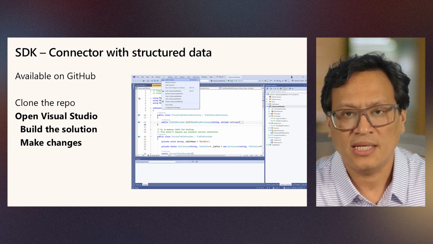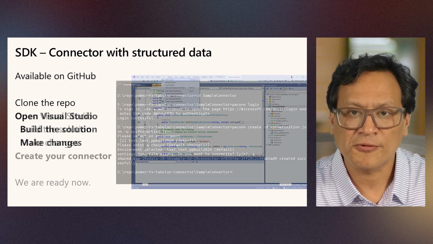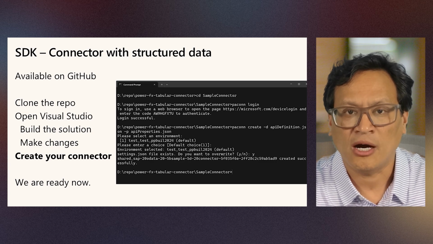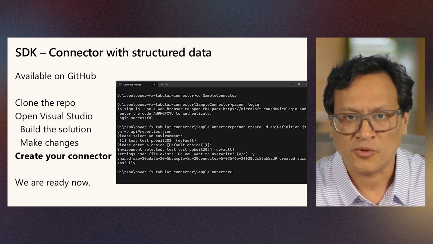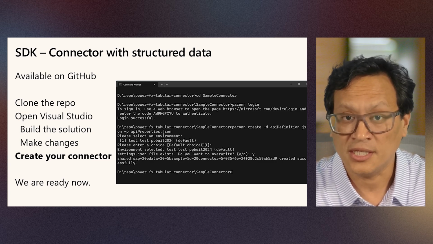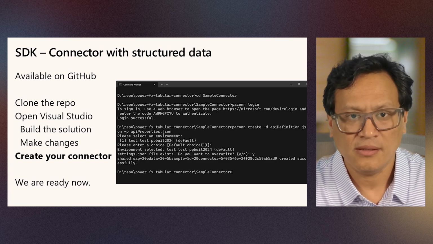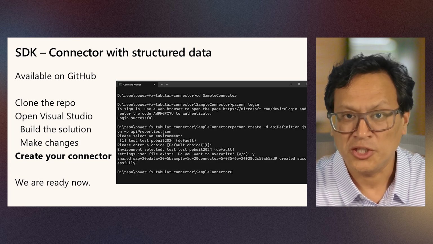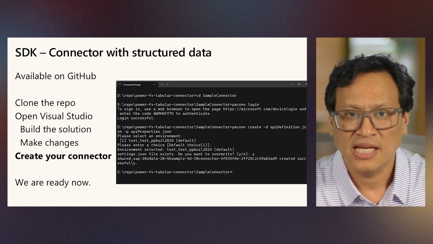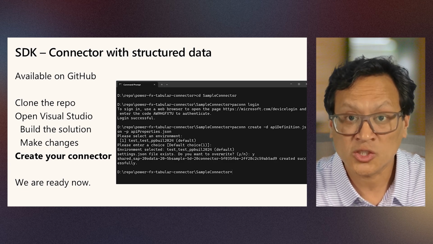Once your API is up and running, you can create a connector to it using our CLI tool. We provide a sample for you to get started here as well. And with that, your connector is now ready. You can use it as a knowledge source in any agent from Copilot Studio.